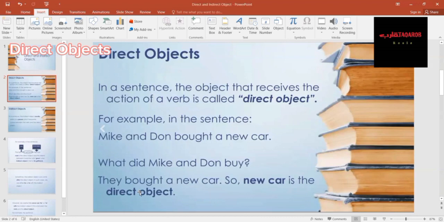So, to identify the direct object, we can simply ask whom or what. For example, the doctor had my mother waiting a long time. Whom waited a long time? My mother. So, my mother is a direct object.